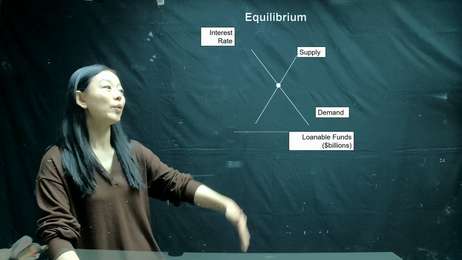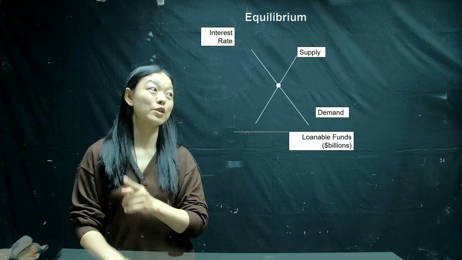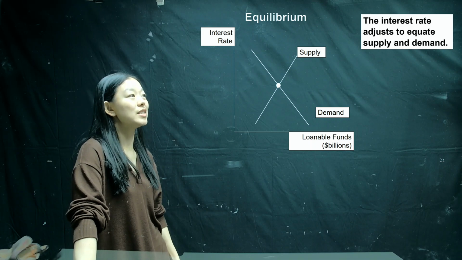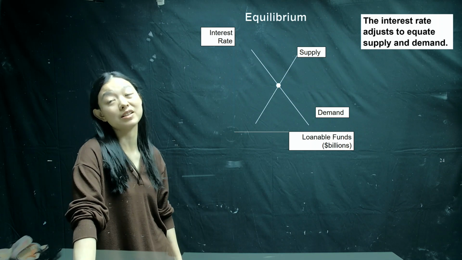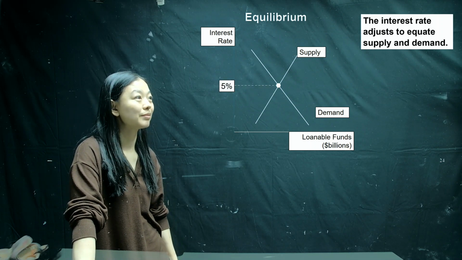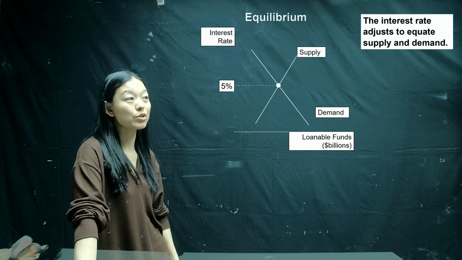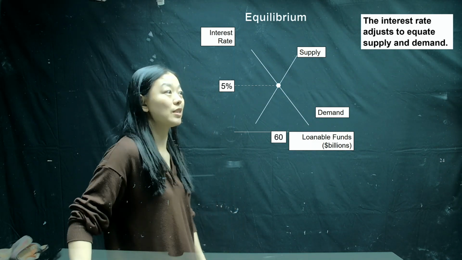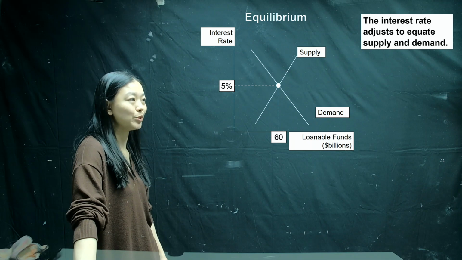So you can see we have the demand side and the supply side. The intersection point will be our equilibrium point. Okay, so we see the interest rate actually adjusts to make demand and supply balanced. In this graph, we can find the equilibrium interest rate at 5% and the equilibrium quantity at $60 billion. Very similar to what we have learned before.